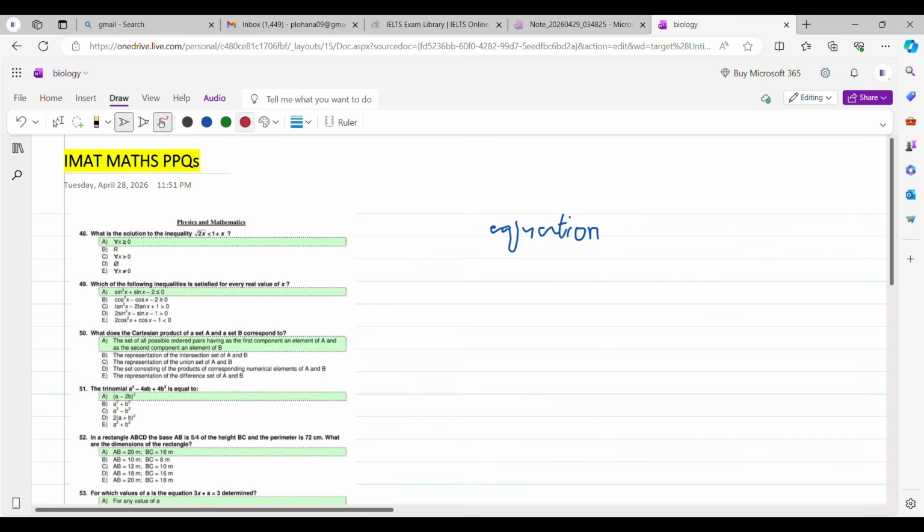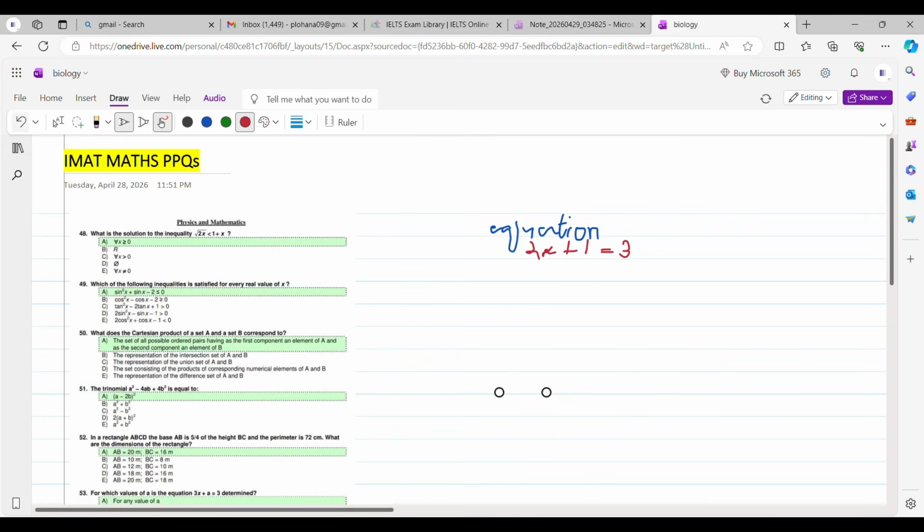For instance, I have an equation, 2x plus 1. An equation is something that has an equal to sign. So I have made an equal to sign here, as you can see. 2x plus 1 is equal to 3, for suppose. So this is basically an equation. It's nothing but an equation. This is how simple it is.